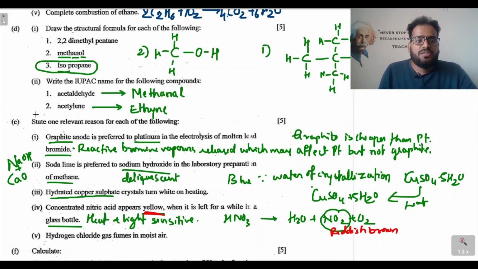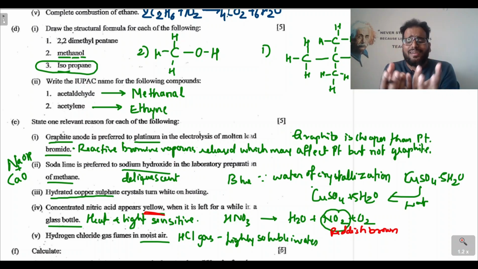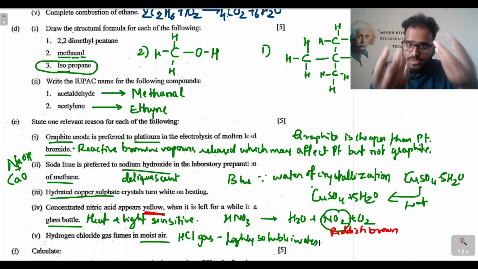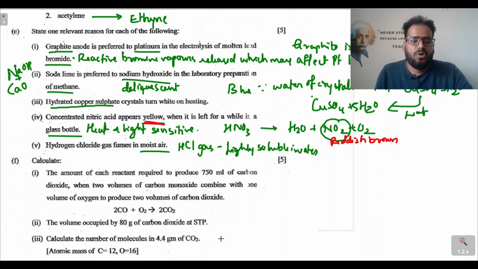Hydrogen chloride gas fumes in moist air. Because hydrogen chloride gas is highly soluble in water. That is the first point you have to write. For second point, the air contains water vapor and HCl gas dissolves in that water vapor and forms the HCl fumes. That's why hydrogen chloride gas fumes in moist air. 2 points. HCl gas is highly soluble in water. Second point, air contains water vapor, HCl gas dissolves in that water vapor and forms the fumes. Okay. Next one, come on.